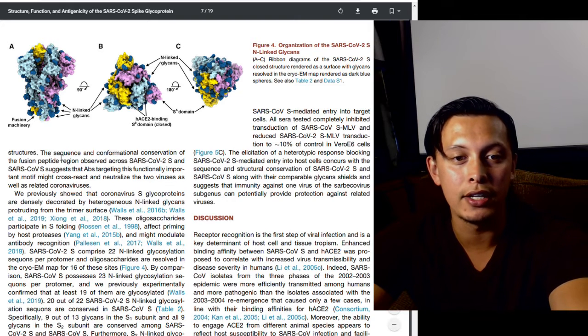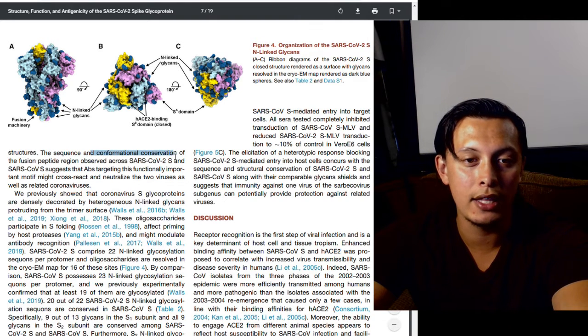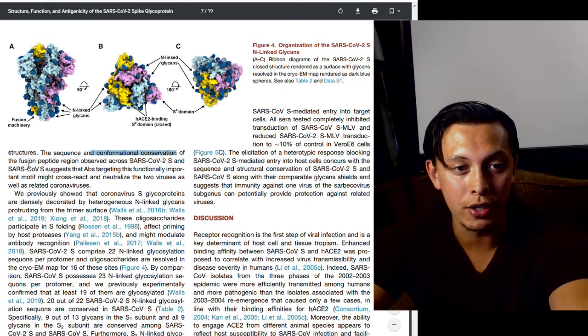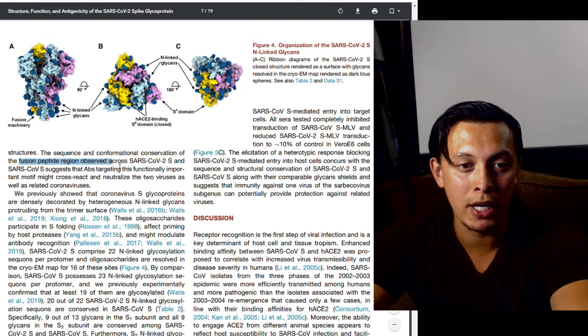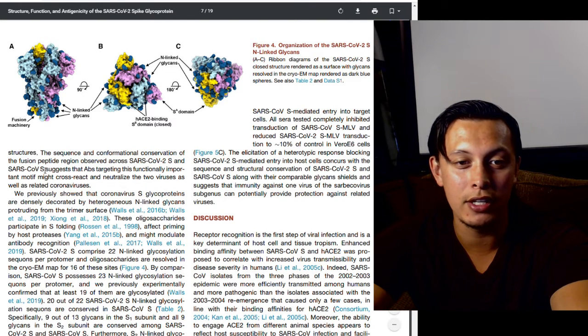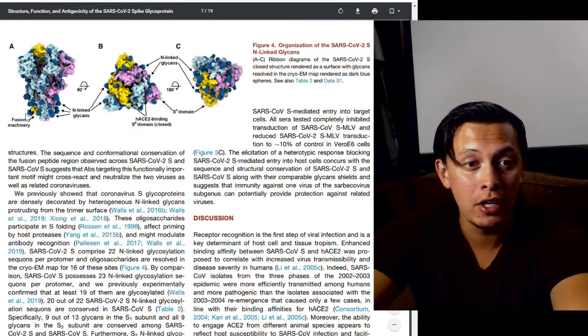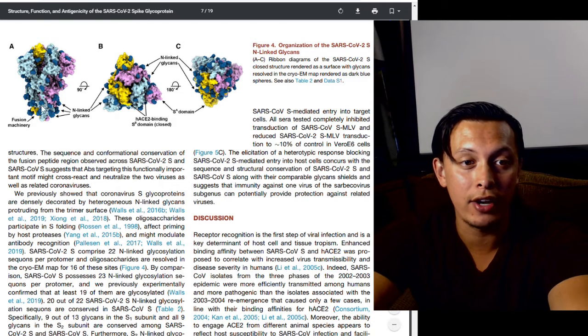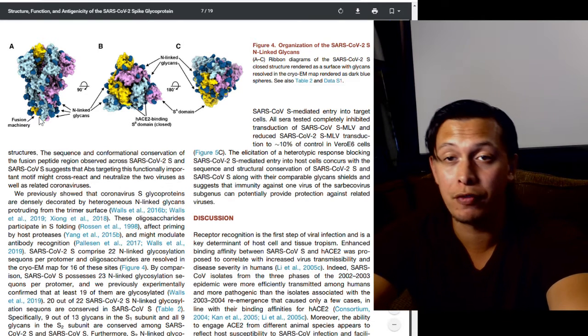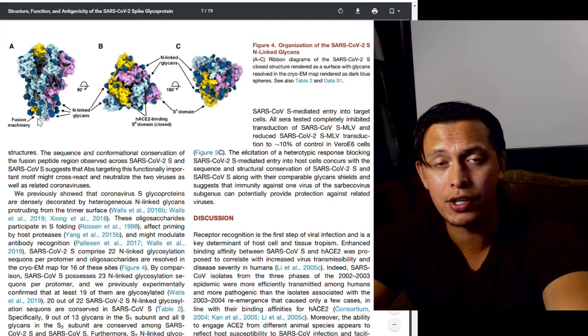So what they're saying is the sequence and the conformational conservation of the fusion peptide region observed across these two different coronaviruses would indicate that if you could get an antibody that can work well against this area, it won't just work for one coronavirus, it's going to work for both of them.